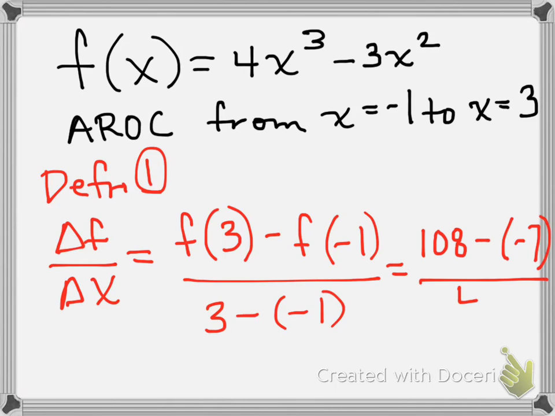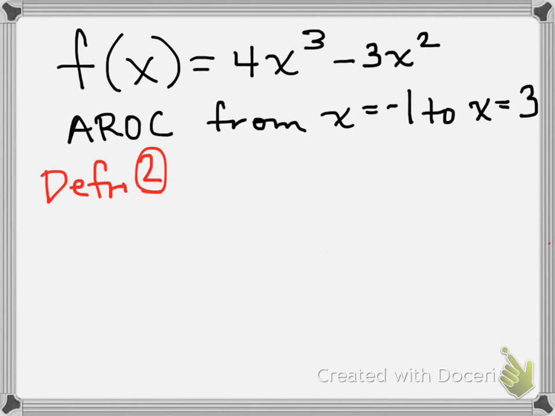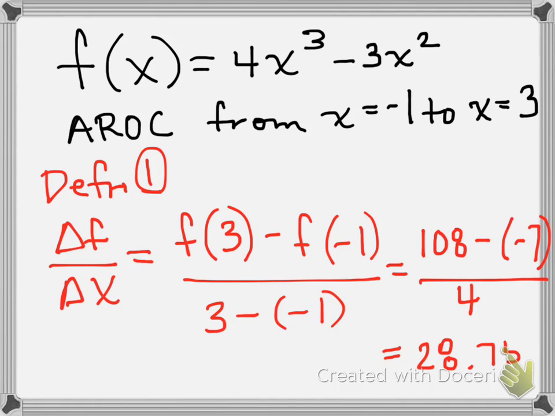and this is a calculation I can do. I get 108 minus -7 divided by 4. Forgive me if I've made an arithmetic mistake, but I'm pretty sure those are the correct answers. And that is 28.75.